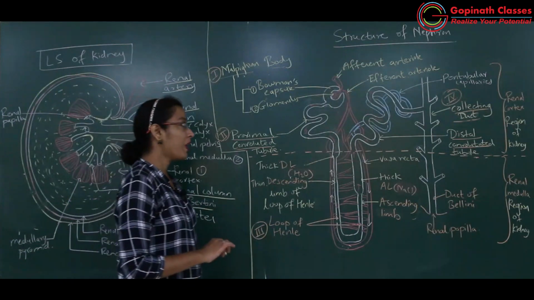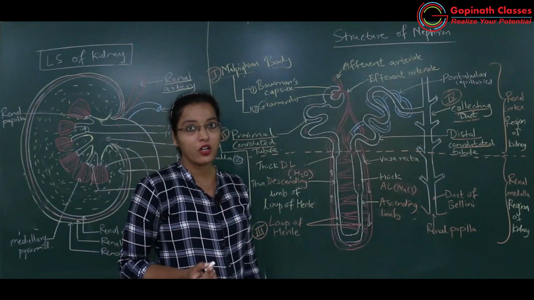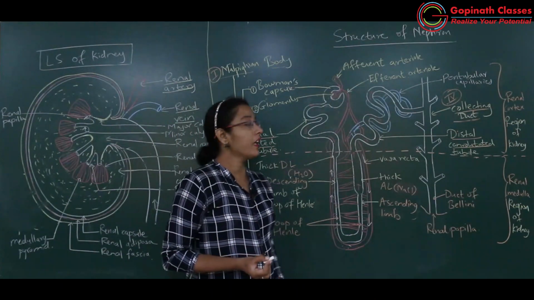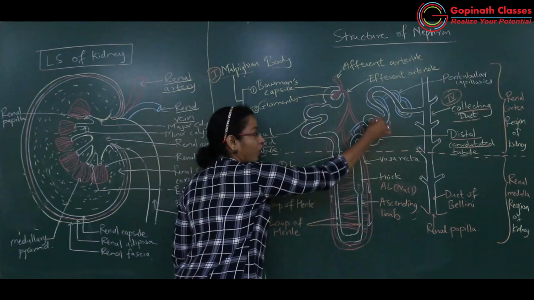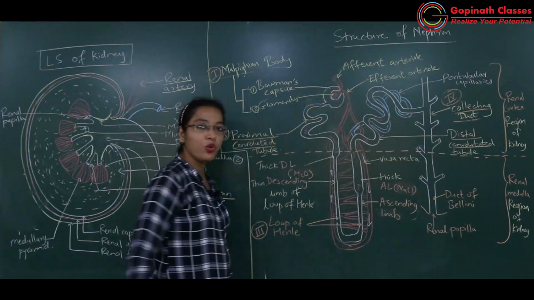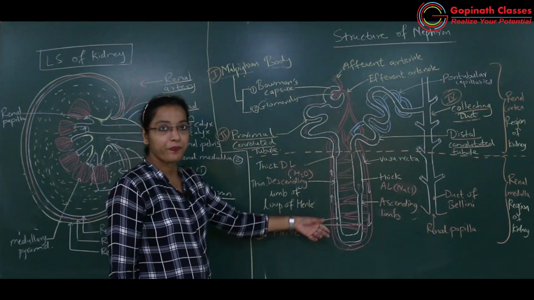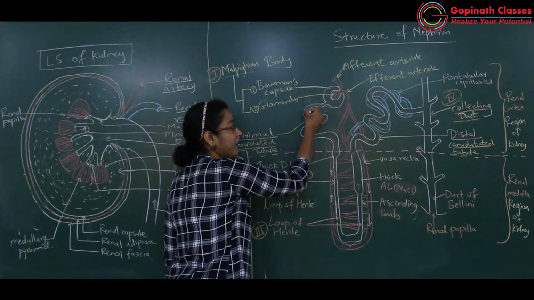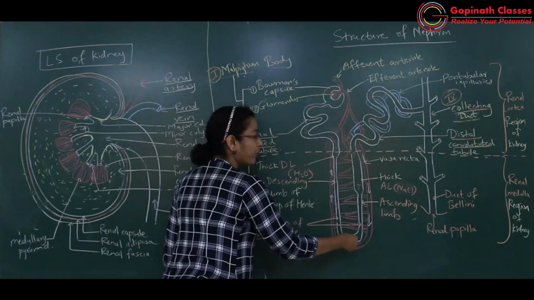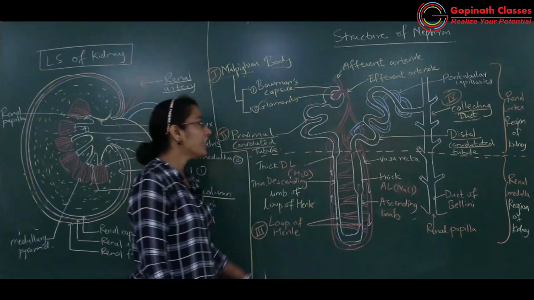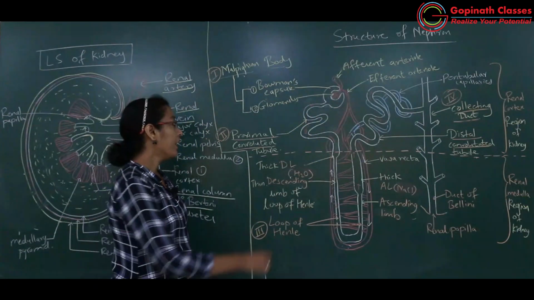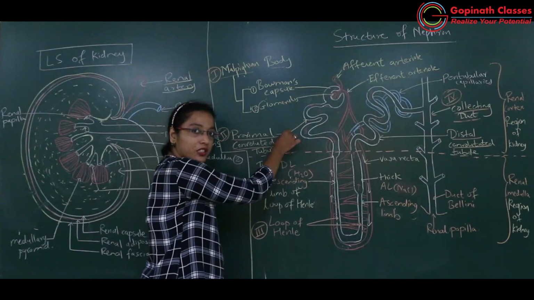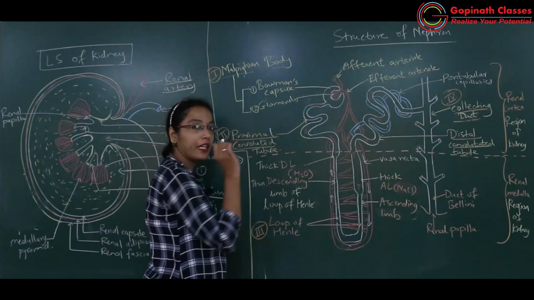Now we'll talk about the next part of the nephron. Okay, next part of the nephron, how is it? It is tubular. The whole part of the nephron is tubular, like a tube. So Bowman's capsule is leading to the renal tubule. Okay, so the renal tubule is the other part of the nephron. The renal tubule has three parts.